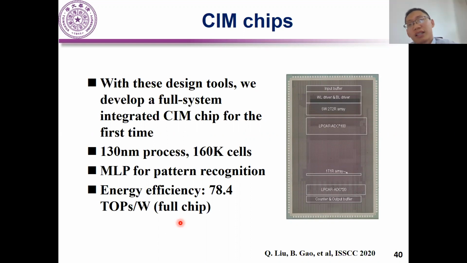Yes. This is the full CMOS-compatible process. For this chip, in fact, we fabricated it 3 years ago. The RRAM lies on the metal 4 of the BEOL. And in our recent chip, the RRAM lies on the metal 1, where we use the backend process to integrate RRAM. Yeah, backend process. Yes.